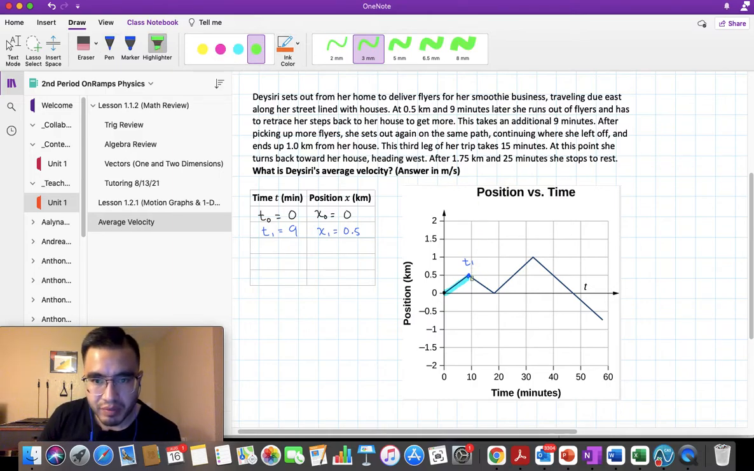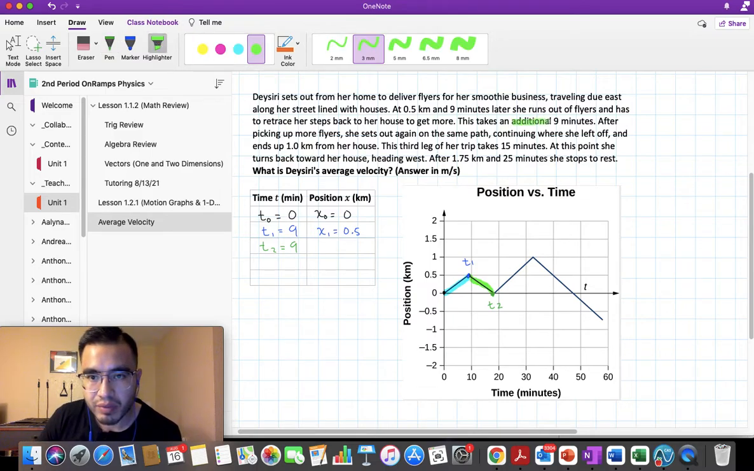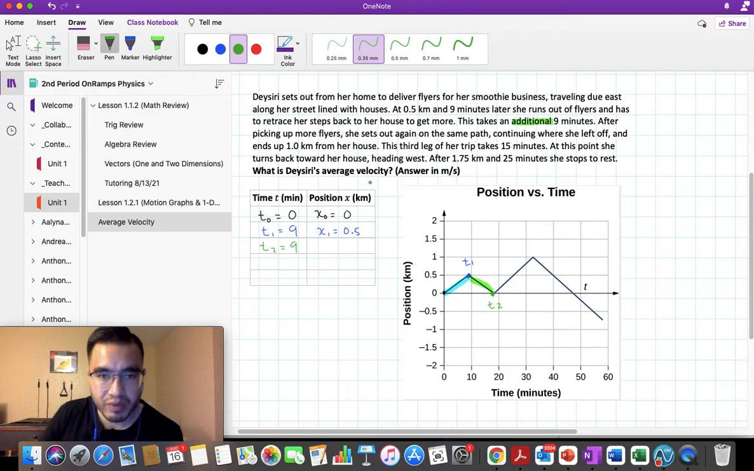Next, let's use green from here to here. So the next point would be here. This is t2. At time 2, now if you write 9, that's incorrect, even though it says 9 minutes, right? But it says additional 9 minutes. So we have to add 9 plus 9. That's 18 minutes. And this is interesting. At time 2, x position is back at 0 because she went back to her house.